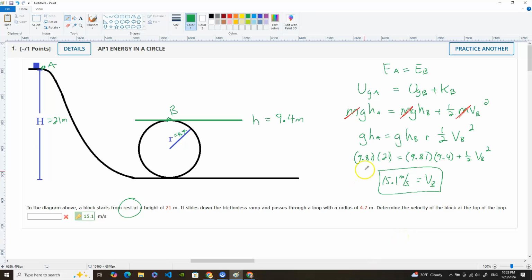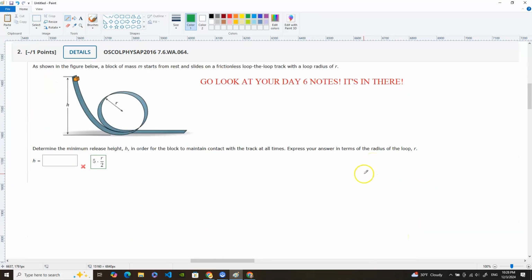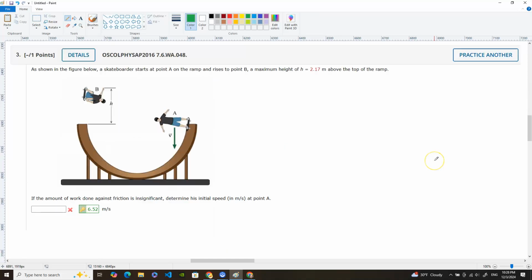So that's number one. Number two should look very familiar because it's right out of your notes. If you want to see it, go look at your notes from day 6.